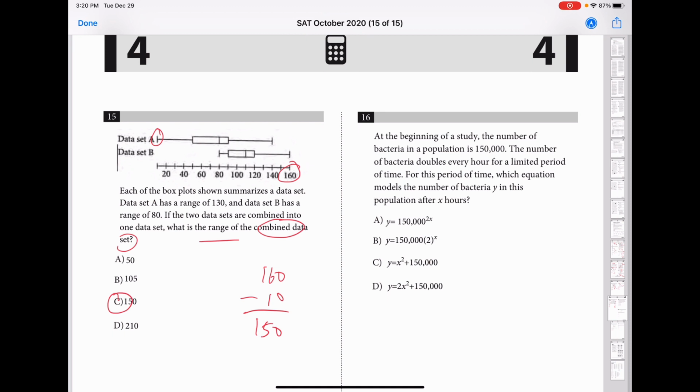16. At the beginning of a study, the number of bacteria in the population is 150,000. The number of bacteria doubles every hour for a limited period of time. For this period of time, what equation models the number of bacteria after x hours? So we have 150,000, and it's going to double, so we multiply by 2, every hour, so to the power of x. The answer here should be B for number 16 because it matches the doubling exponential equation.